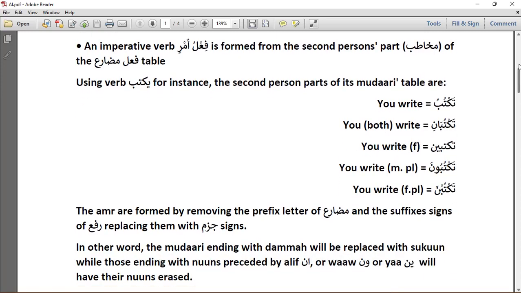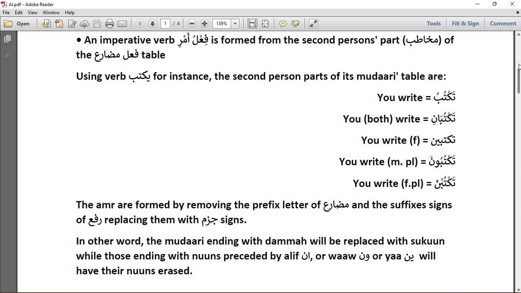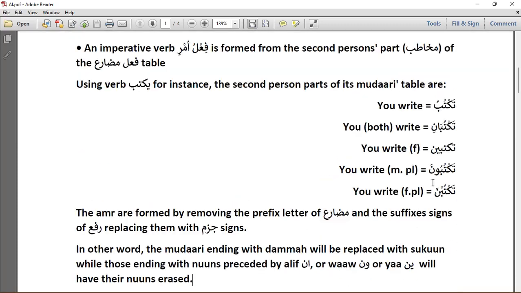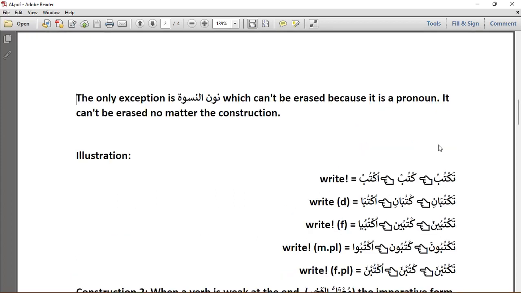So how do we now form amr from all this? First step is to remove the harful mudara'a, that is the letter of mudari. The first letter you encounter in your Fi'l Mudari is the harful mudara'a, which can be alif, ya, ta or nun. That first letter is what we remove first. Then secondly, we give the last letter sukun. But it is formed differently with each of the verbs I mentioned.